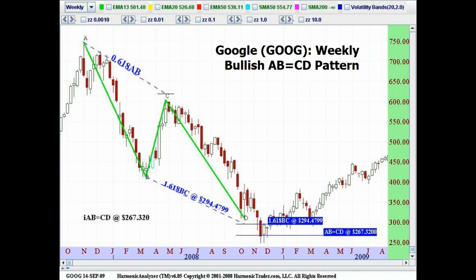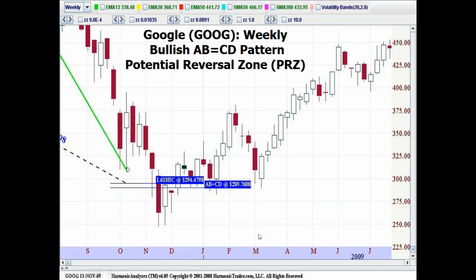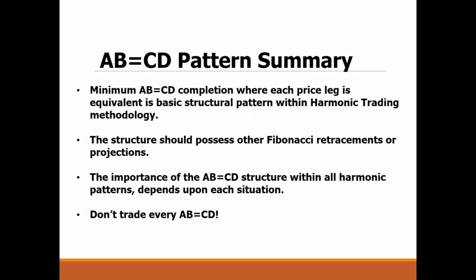It works on long-term charts as well. Look at this weekly chart of the 2008 bear market in Google. Beautiful ABCD symmetry, and look at the exact completion point of the ABCD structure. Each leg was nearly 350 points, projecting another 350 down to get you to the exact ABCD completion point there. So remember, the minimum ABCD completion where each price leg is equivalent is the basic structure in all harmonic trading.